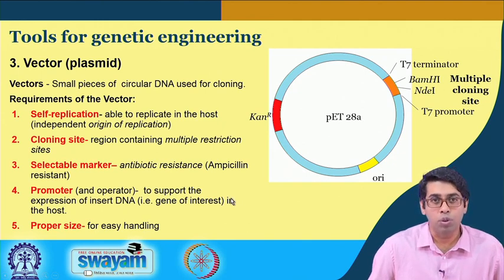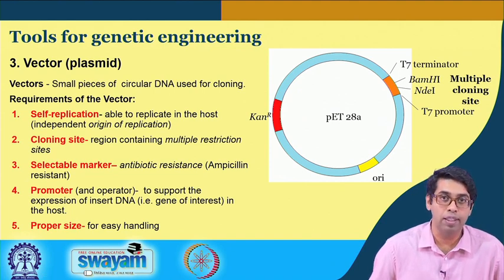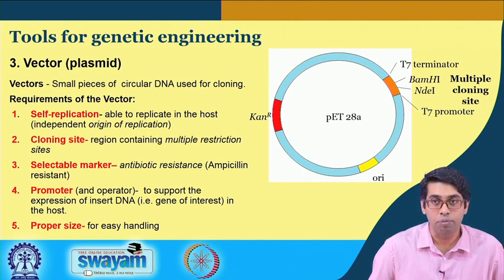Then to express your protein, you need promoters. So, those are also coded here, and the size of this plasmid is also designed in such a way that it is easy for proper handling, because if the DNA is too big, then there is a chance of breaking it when you are handling it, because of mechanical agitation.